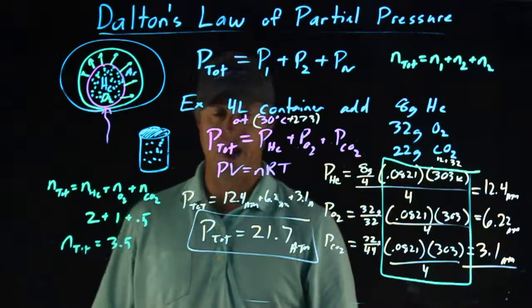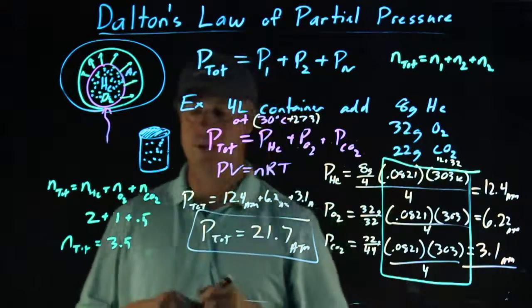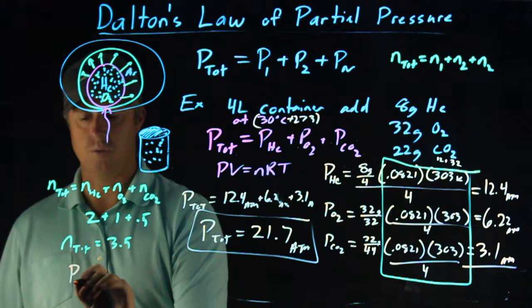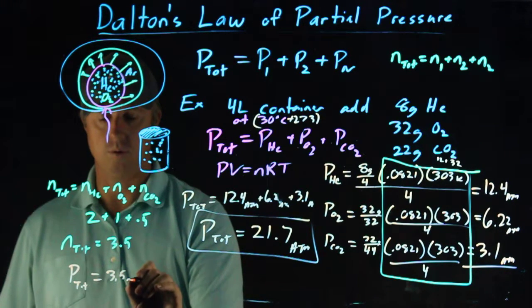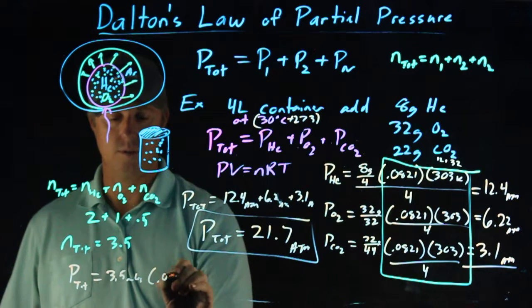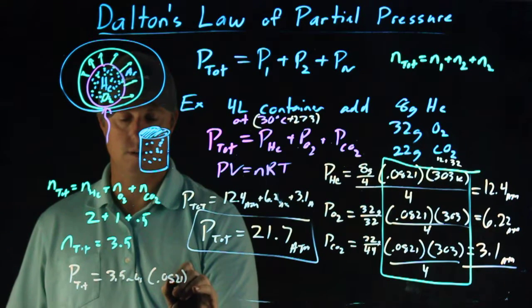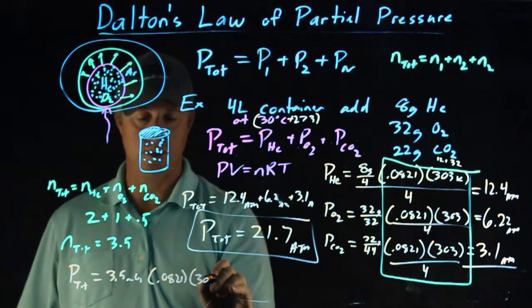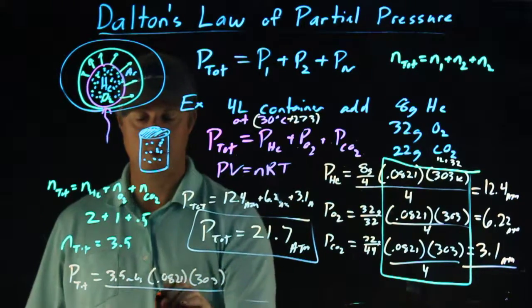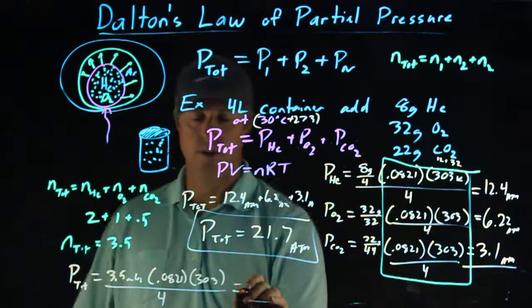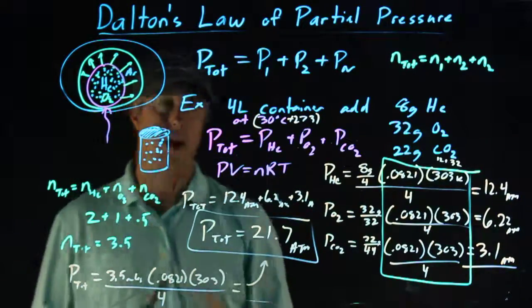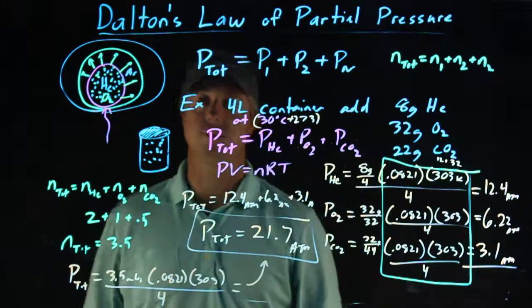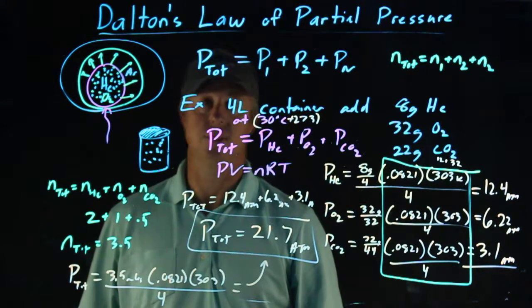I then could take that and plug that into PV equals nRT. And so I use total moles, it's going to give me total pressure is equal to 3.5 moles times 0.0821 times the temperature divided by the volume of your container, and you would have got the same answer immediately. It doesn't matter which way you go, both options are viable, and that's Dalton's law.